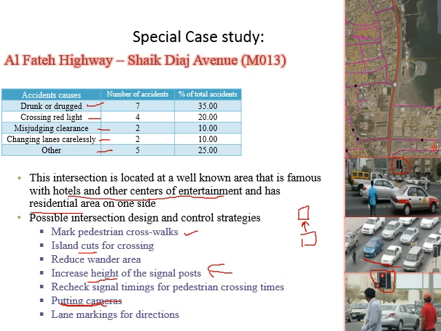Maybe the pedestrian is crossing when the signal is red, but it does not remain red for enough time. So check the signal timing according to pedestrian requirements. The signal should remain red until the drivers have actually crossed.